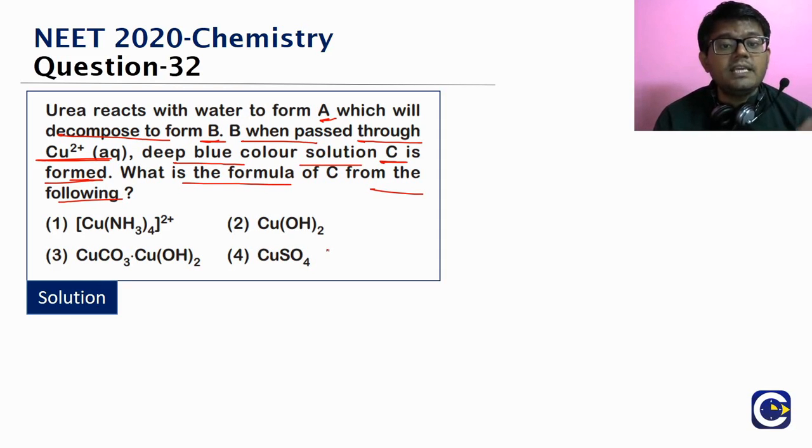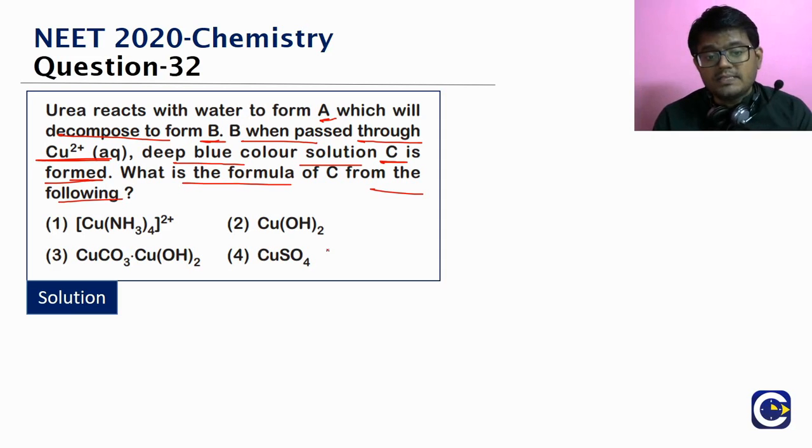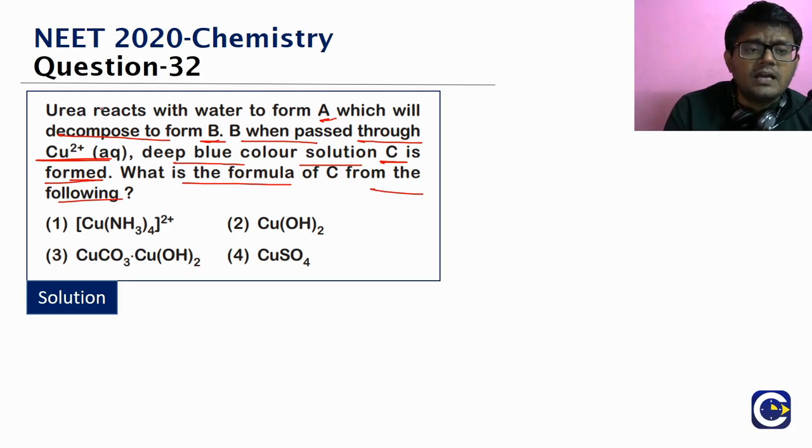But the moment we hear that a gas is passed through copper 2 plus cupric ion solution and you are getting a deep blue color, what is the reason for that? It is because of the complex formed with the ammonia. The copper 2 plus ions will be forming a complex with the ammonia. That is the reason for the deep blue color. Okay. So if you look at where we will be able to get the ammonia, we will be able to get the ammonia from urea.